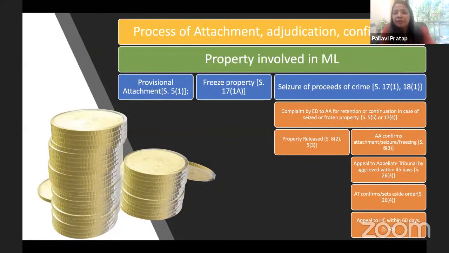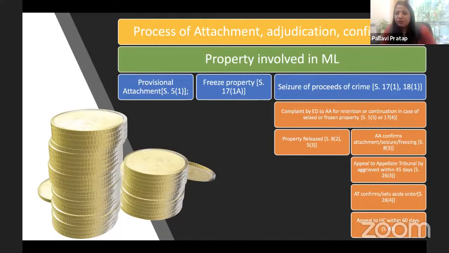Now, this is basically a sort of chart that we've made to make it clear as far as money laundering is concerned. You would see that provisional attachment is under Section 5(1), freezing of property is under Section 17(1A), and seizure of proceeds of crime is under Sections 17(1) and 18(1).